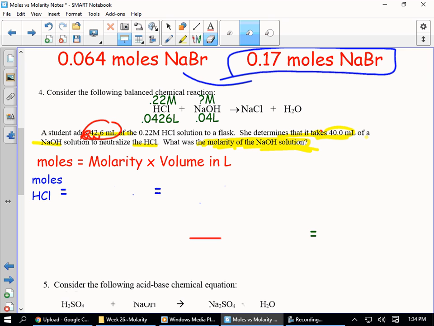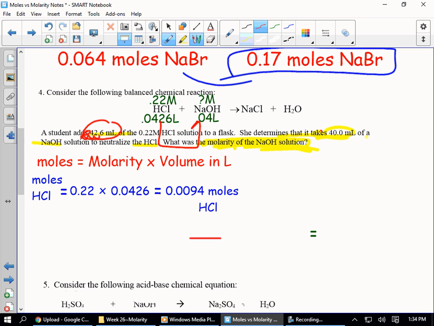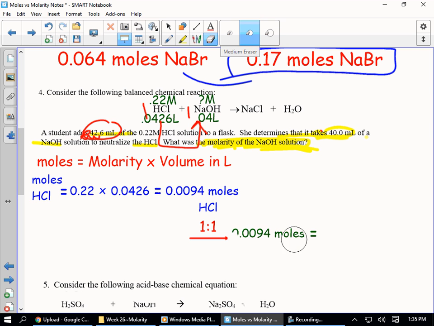Okay, so I'm going to do moles equal molarity times volume in liters. So I have those two numbers right there. I'm going to write them down here, and then I'm going to get a number, 0.0094 moles of HCl. Now, just like any other stoich problem, I've got to check my coefficient ratio. That is a 1-to-1 ratio, so that's also how many moles of NaOH I have.